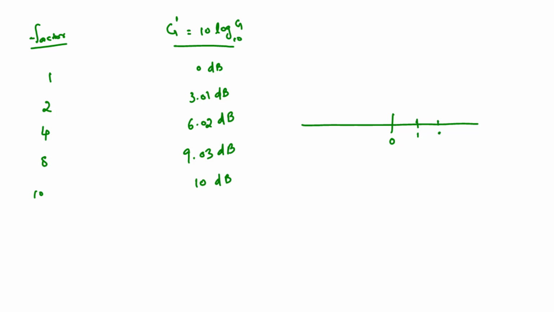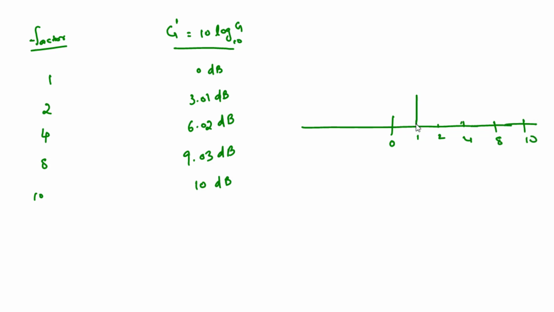When the gain is 1, I'll start with 1 and make it double to 2, then 2 to double 4, 4 to double 8, and so on. So when the gain is 1, it is 0 dB. When the gain is 2, it is 3.01 dB. When the gain is 4, it is 6.02 dB. When the gain is 8, it is 9.03 dB.